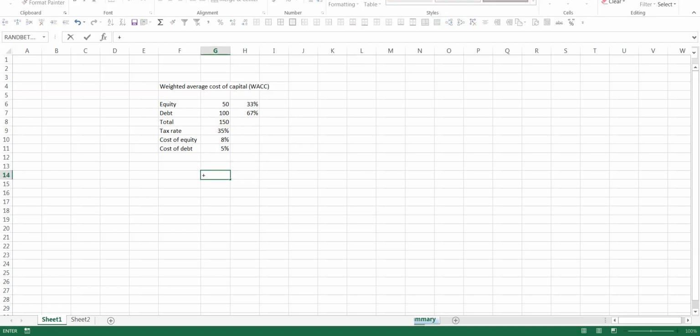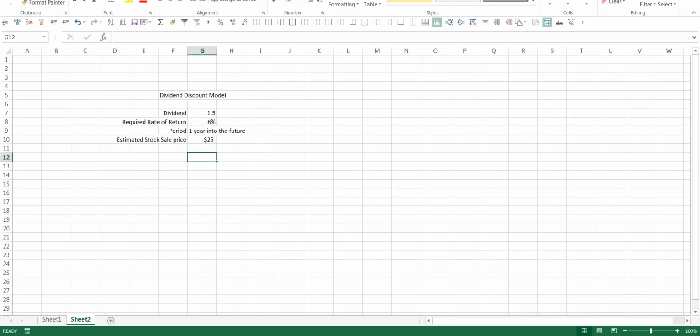So here I start. 33% times cost of equity. All right, so that's the equity piece of it. Now I'm taking the debt piece of it and multiplying that times the cost of debt. But then I'm also going to multiply that times 1 minus the tax rate, because I've got to factor in the tax shield here, right? So it makes the cost of the debt actually lower, since you get a tax shield because of it. And so that gets you to, let's see, 4.8%. All right, so that's the WACC.